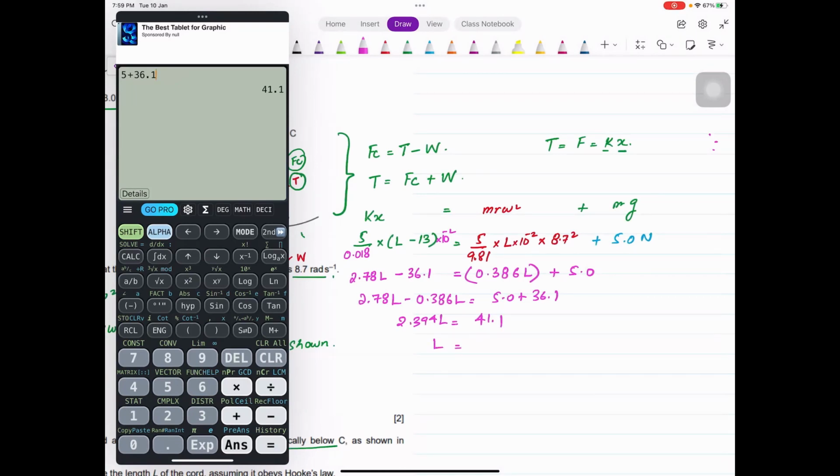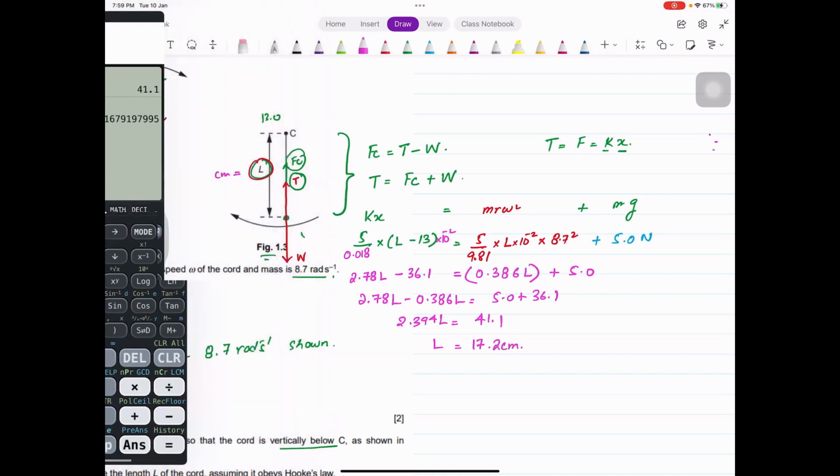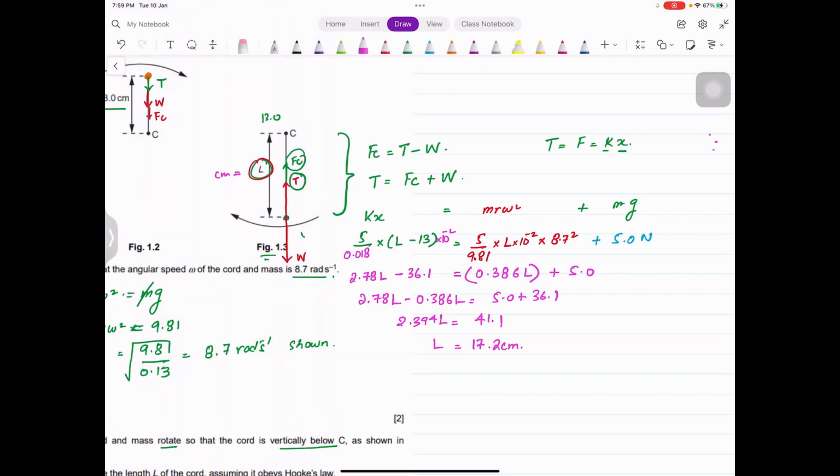So now length will be equal to 41 divided by 2.394. So this is going to be 17.2 centimeters. So this should be the answer. Is that clear, everyone?